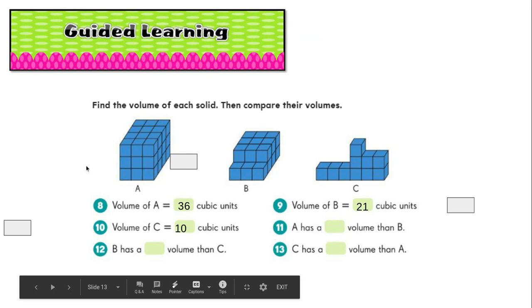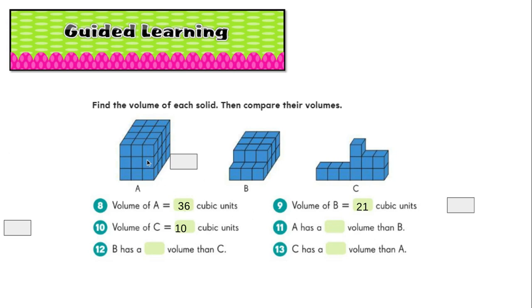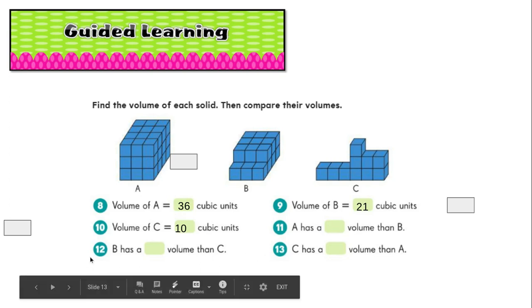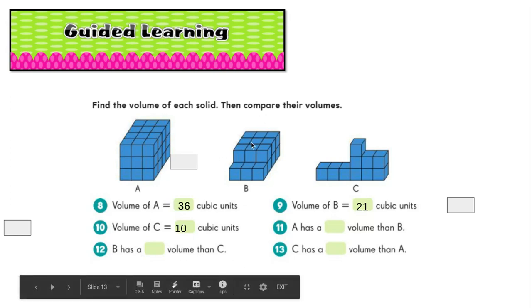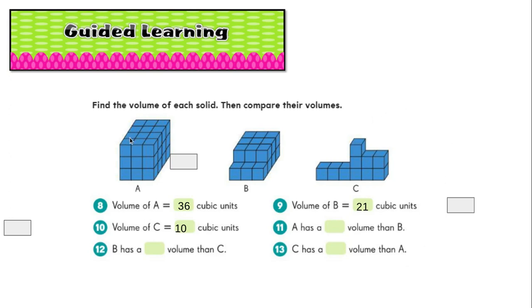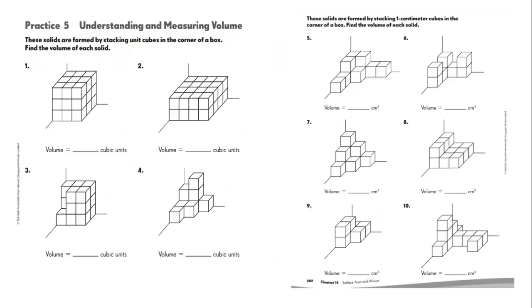Number 11 says A has a greater volume than B, and I know that because A is 36 cubic units and B is 21 cubic units. Number 12, B has a greater volume than C, and I know that because B has 21 cubic units and solid C has 10 cubic units. And number 13, C has a lesser volume than A. And I know that because C has 10 cubic units and A has 36 cubic units.